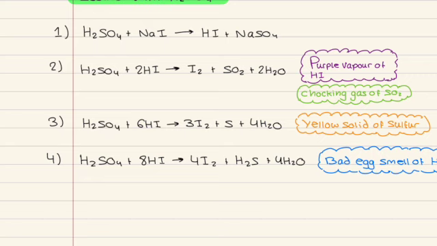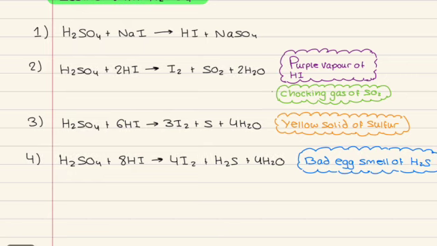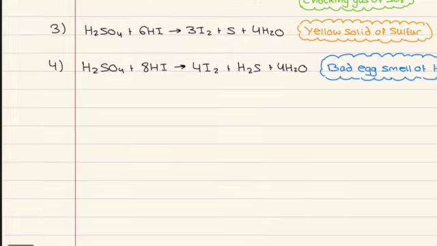One more thing we also want to know are the observations seen in each reaction. So in this reaction, a choking gas of sulfur dioxide. In this reaction, a yellow solid of sulfur. And over here, hydrogen sulfide, which will produce a kind of bad egg-like smell, I would say. So let's get straight into it.